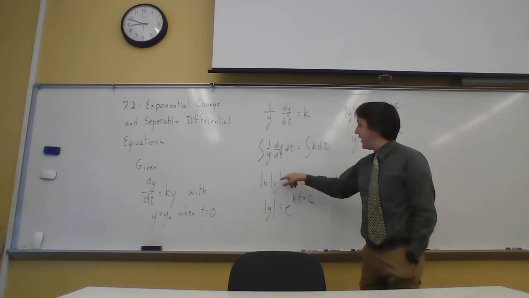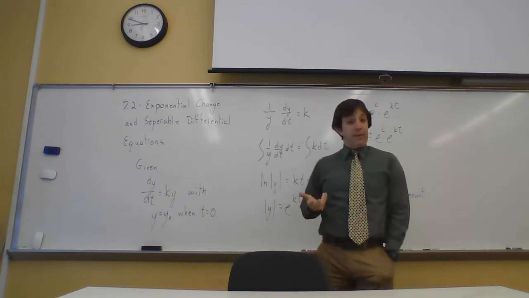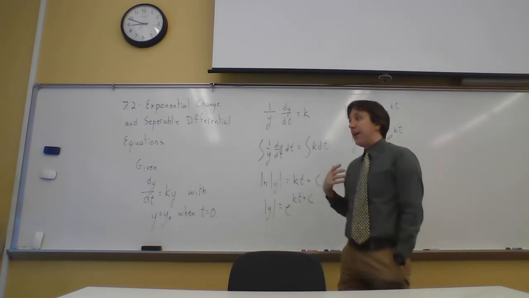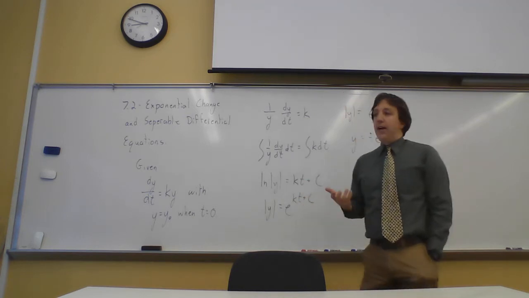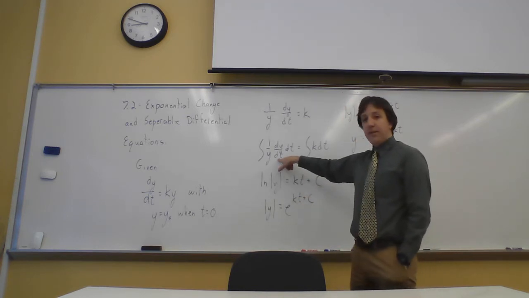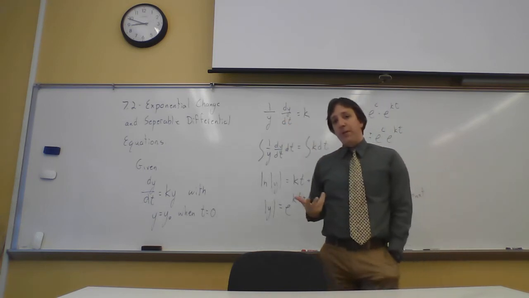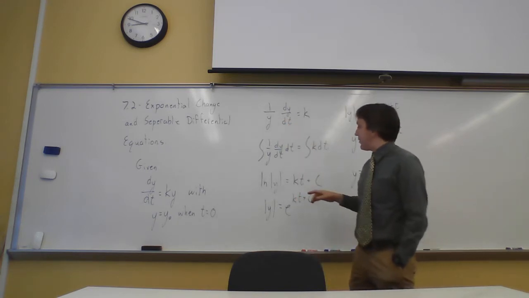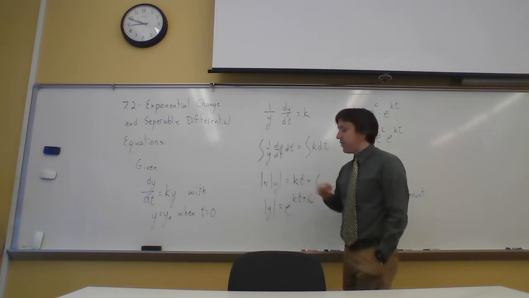The left side, now 1 over y times dy dt, if you remember back from section 7.1, we had an antiderivative for f prime of x over f of x. And that's what this is. I could write the dy dt on the top, and it would look more like what we had there, but that's exactly what this is. So if we integrate this piece with respect to t, we just get the natural log of the absolute value of y.